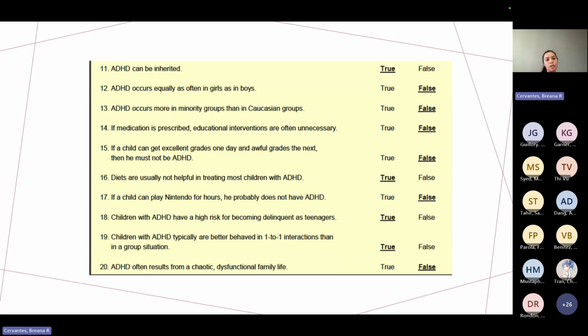So in psychology, we go to treating the behavior in the family system. Our first line is not to go to the diet.